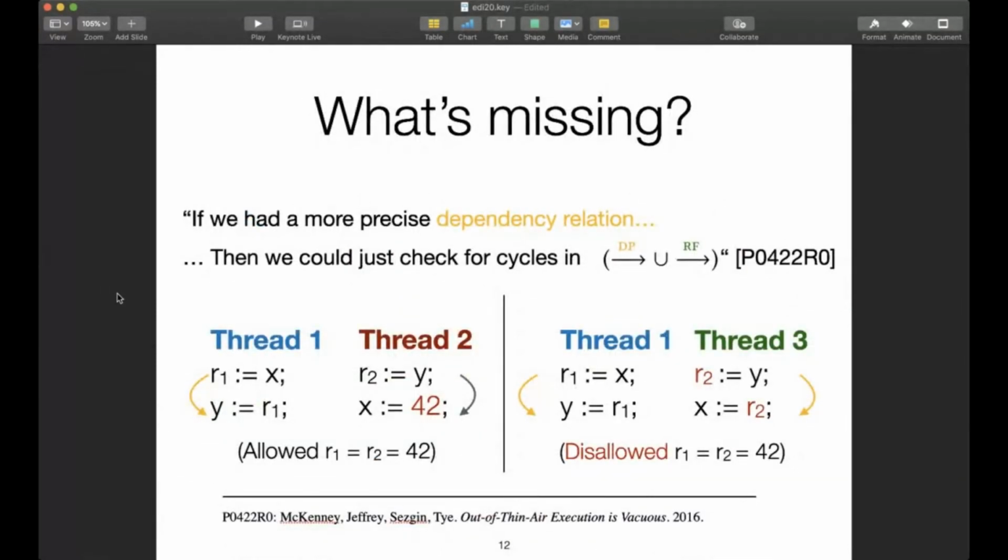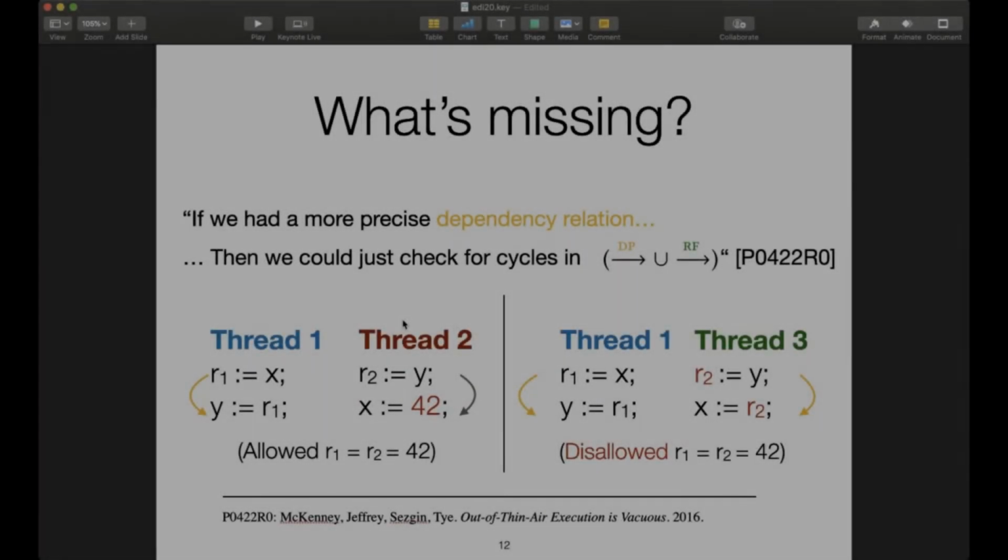So in fact, the C++ committee collectively have understood this, that they need a semantic notion of dependency. They have these papers that they write to explain deficiencies in the language and, to try out extensions and explain them to the committee. And there's one of those which says, well, if we had a semantic dependency relation, and then we said that cycles in semantic dependency union RF were forbidden, then that would solve all our problems.